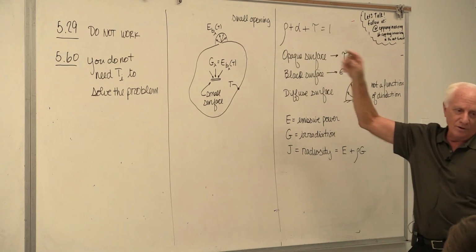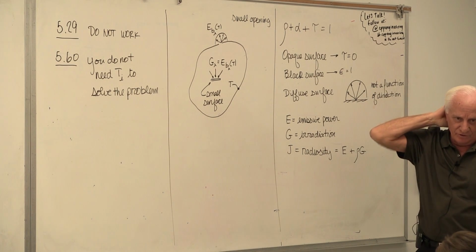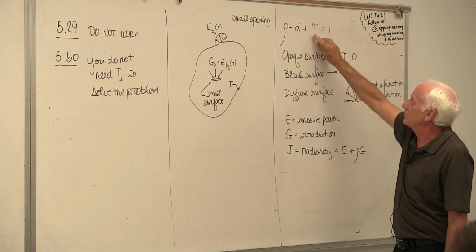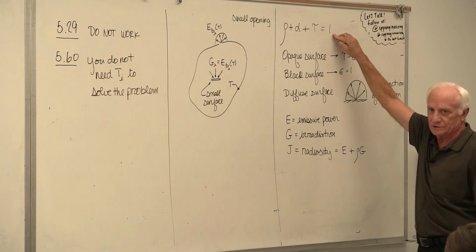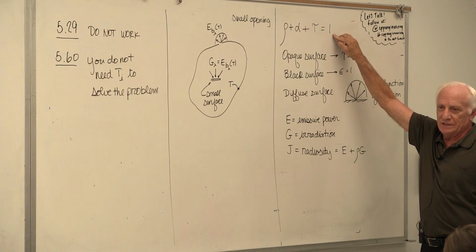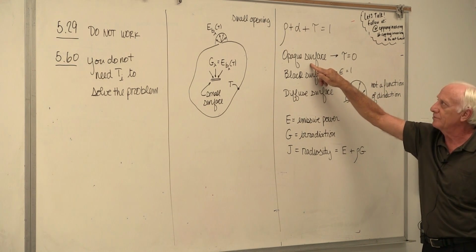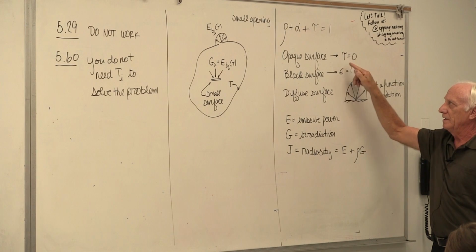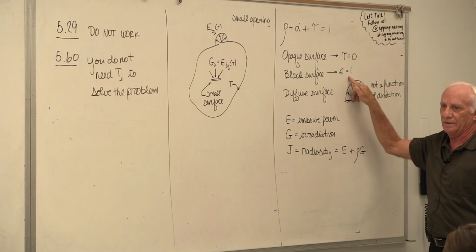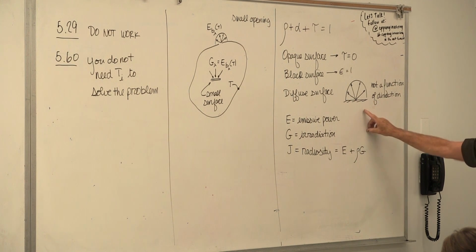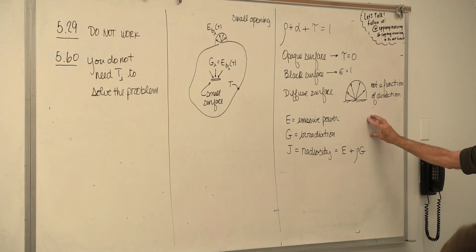By the way, these guys are all dimensionless. They're all between 0 and 1. But when you add up the reflectivity, the absorptivity, and the transmissivity, you should get 1 for a surface. If you see the key word opaque surface, that means thermal radiation does not get through, so tau is 0. Black surface, emissivity 1. A diffuse surface, we talked about that last time. There's diffuse irradiation, there's diffuse emission of a surface.